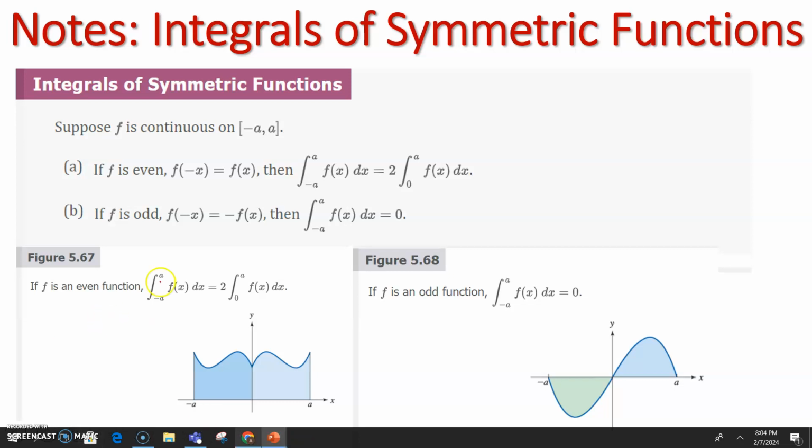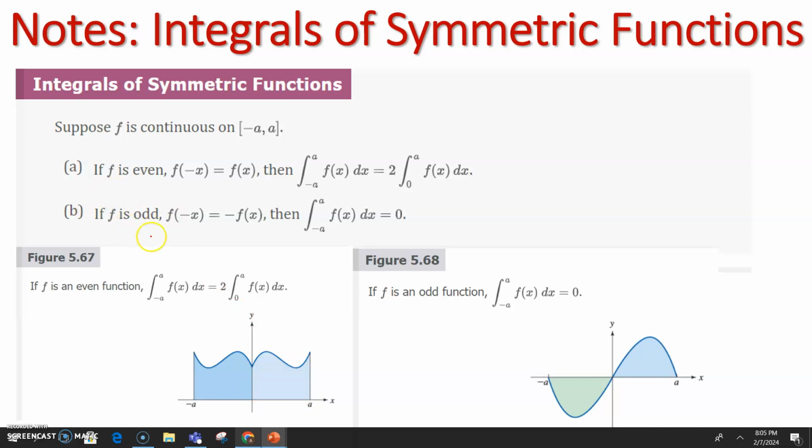The first one is, a function is considered to be even if f of negative x is equal to f of x. And that means the function has symmetry about the y-axis. In this case, the integral from negative a to a of f of x dx is actually just twice the integral from 0 to a of f of x dx. When you look at figure 5.6.7, that will make sense because the area is the same on the right and the left. I don't actually need to integrate from negative a to a, but just integrate from 0 to a and double that answer.